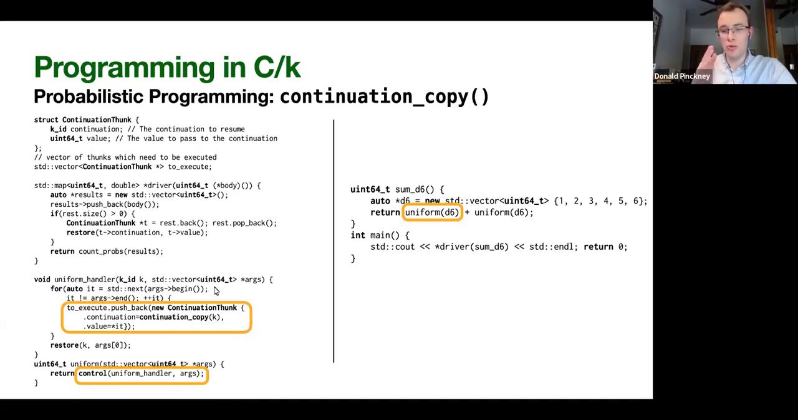So it's going to loop through 2, 3, 4, 5, and 6. For each of those, it will copy the continuation and save it along with the value, 2, 3, 4, 5, and 6. It will save all of that into a continuation thunk and just push this thunk into this vector up here. Okay, and then for the first thing in the list of arguments, which is 1 here, it will then just immediately return back by restoring the continuation.